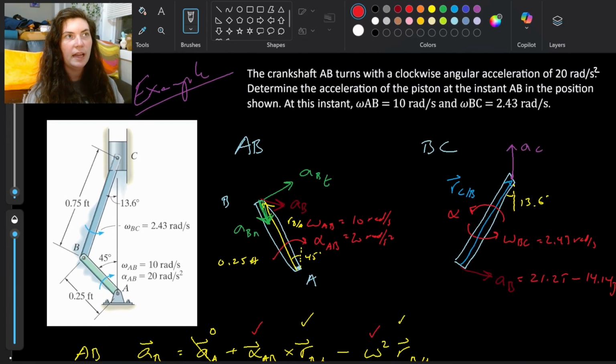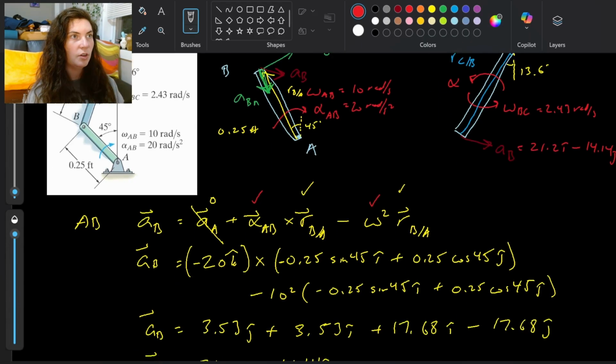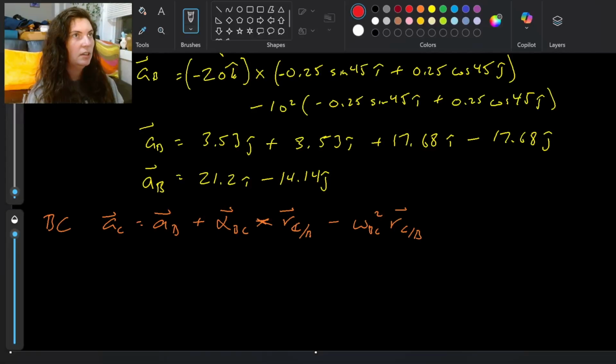But I don't know what that is. It's not given to me. They did give me the angular acceleration of AB, but not for BC. It's something that I'm just going to have to find. So my AC I know is only in the vertical direction. It's only in the positive j hat direction. I can go ahead and put that in here. AC j hat equals AB, and we just found AB. It's 21.2 i hat minus 14.14 j hat.